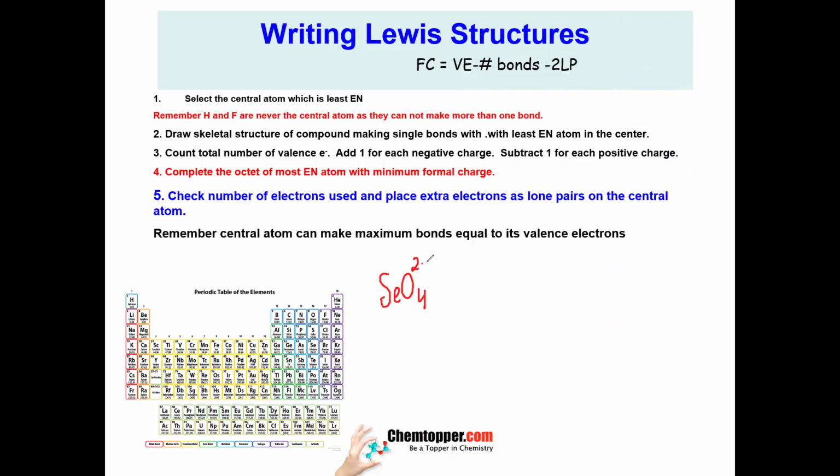SeO4 2 minus. So tell me, how many oxygens are you expecting to be singly bonded with 3 lone pairs? How much negative is here? 2 oxygens, Aishwarya, 2. And the other 2 oxygens should be doubly bonded with 2 lone pairs. Remember I told you this? Oxygen with a double bond and 2 lone pairs. Oxygen with a single bond and 3 lone pairs.